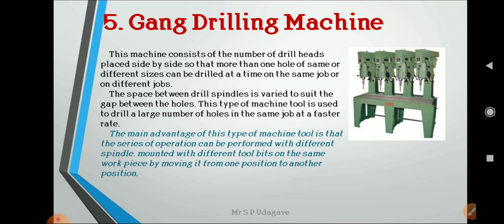These types of machine tools are used to drill a large number of holes in the same job at a faster rate, and the main advantage of this gang drilling machine is that a series of operations can be performed with different spindles mounted with different tool bits on the same workpiece by moving it from one position to another position with a single junction.